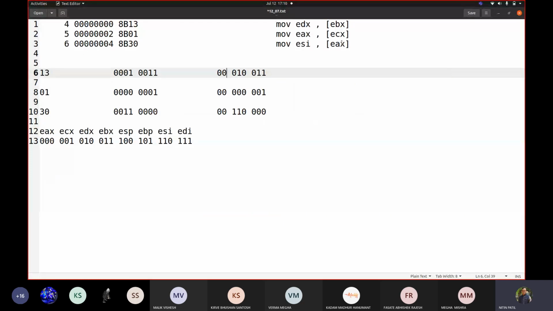Now see, what is the number for EDX? Can somebody tell me what the number for EDX is? 010. Where exactly is it seen? Here. Correct. Similarly, if I consider this one, now this is ECX, that's why we can see ECX here. Similarly, if I talk about the ESI number, 110 is here.